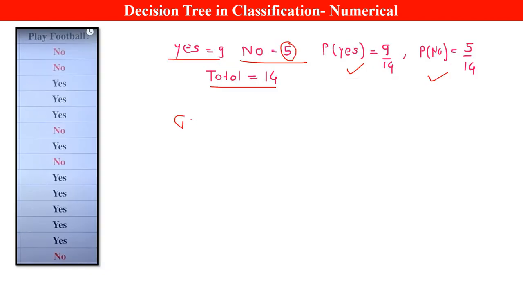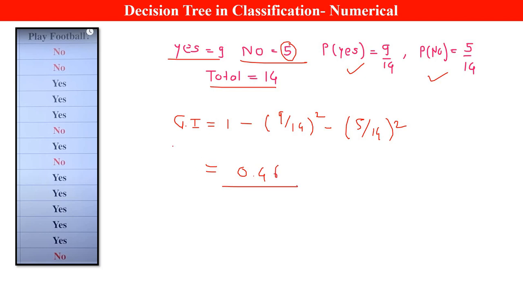So how to calculate the Gini index here? 1 minus probability. So this is (9/14)² minus (5/14)². If you calculate this value, we will get 0.46. So this is for the parent, or the total data set.